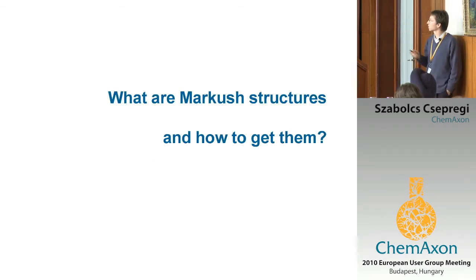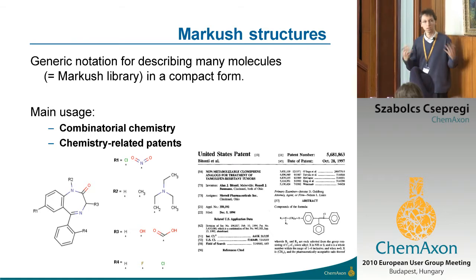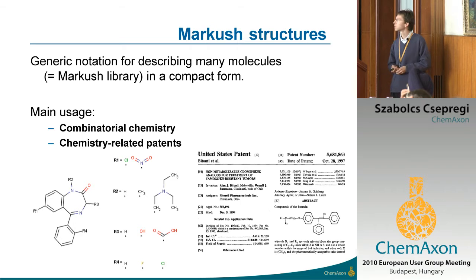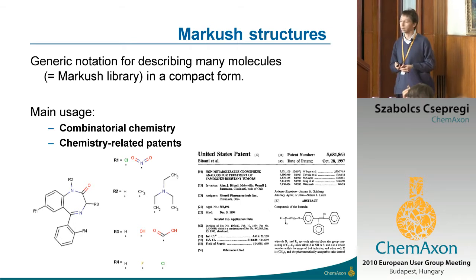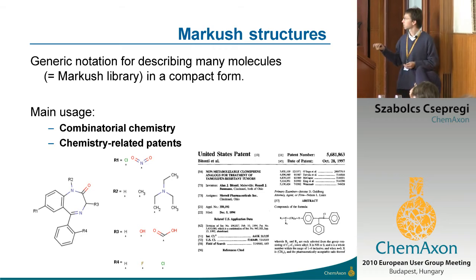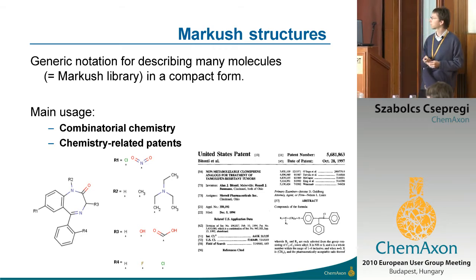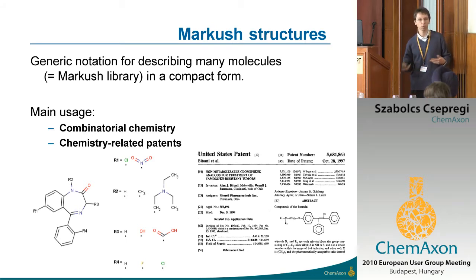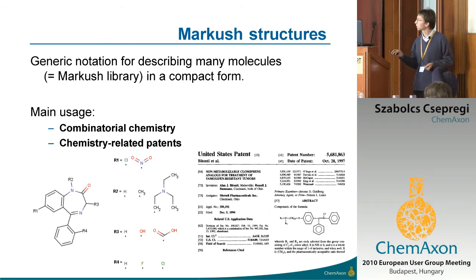So what are these Markush structures? Markush structures are generic notations to describe classes of compounds. They are used in two main areas. The one area is the combinatorial chemistry domain, and the other area is chemical patents. And our Markush project started 4 years ago, when a lot of customers approached us whether we can handle generic structures. And at that time, we couldn't, so we started working on this project.